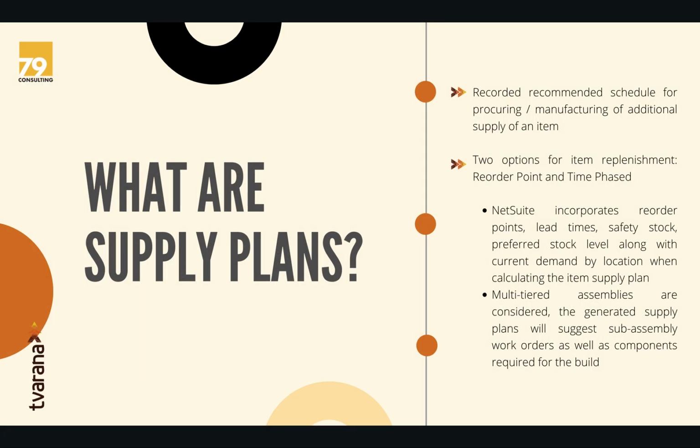Supply plans are the recorded recommended schedules for procuring and or manufacturing of additional supply of an item. NetSuite utilizes two options for replenishment methods for an item: reorder point and time phased. NetSuite will incorporate reorder points, lead times, safety stock, preferred stock level, along with current demand when calculating the item supply plan. Multi-tiered assemblies are considered. Generated supply plans will suggest or auto-generate sub-assembly work orders as well as components required for the build.